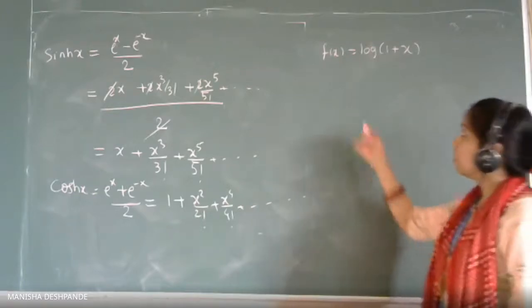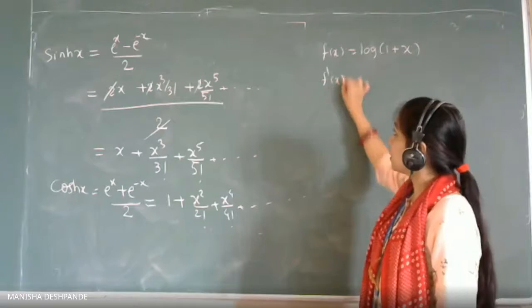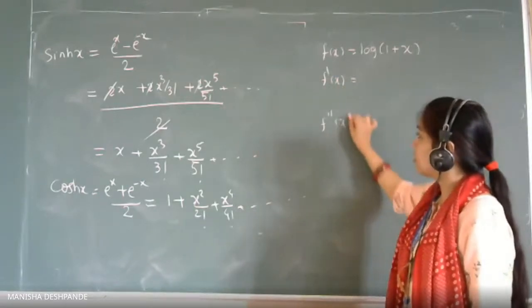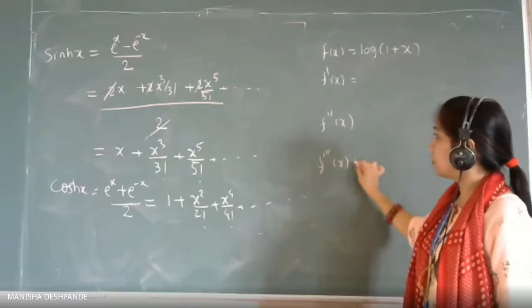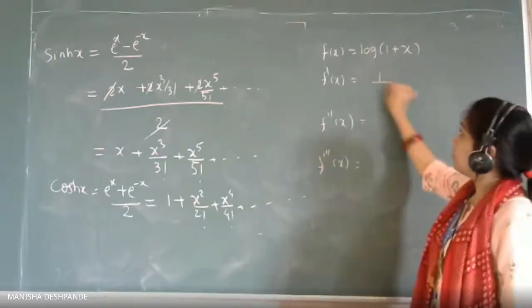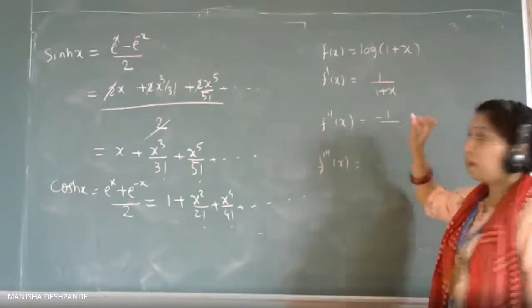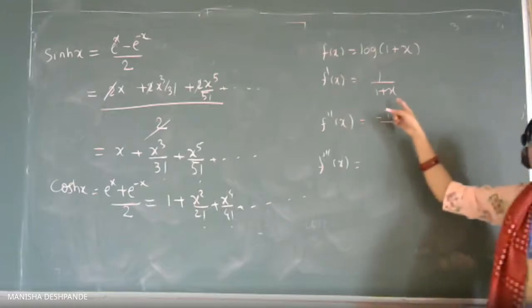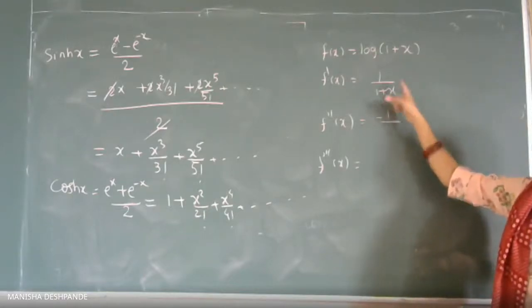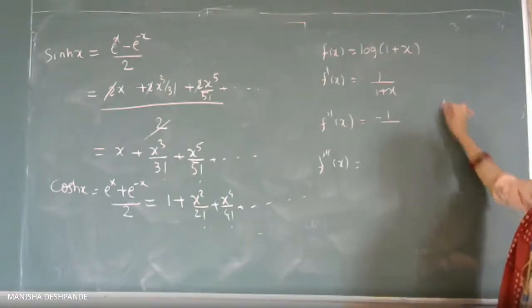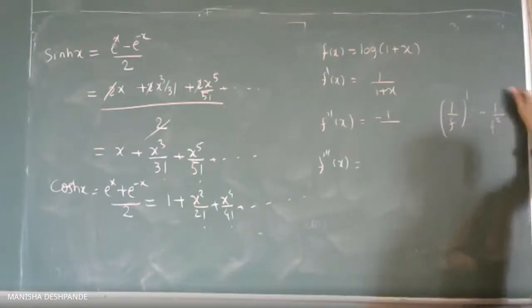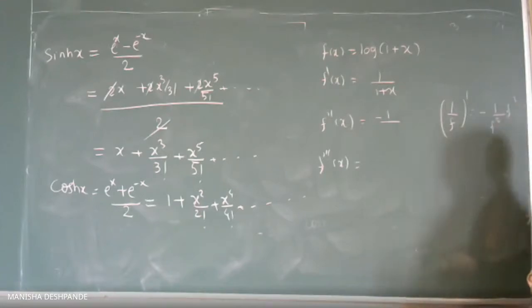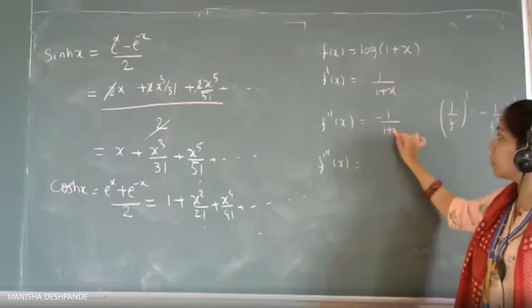Yeah. So log of 1 plus x. You start finding f dash of x, f double dash of x, f triple dash of x, and so on. And please be perfect with your derivative formulas. Log 1 plus x derivative is 1 upon 1 plus x into derivative of x, which is 1. For 1 upon function, the derivative is minus 1 upon function square into derivative of the function. So minus 1 over 1 plus x the whole square into derivative of 1 plus x.